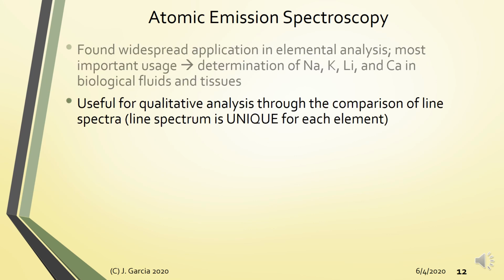Again, this is useful for qualitative analysis through comparison of line spectra. Each element will give you a unique line spectrum. If you remember the history of the discovery of different elements, one of the older methods of confirming whether or not you indeed discovered a new element is by doing emission spectroscopy, looking at the emission lines of your element. So that's the qualitative approach.